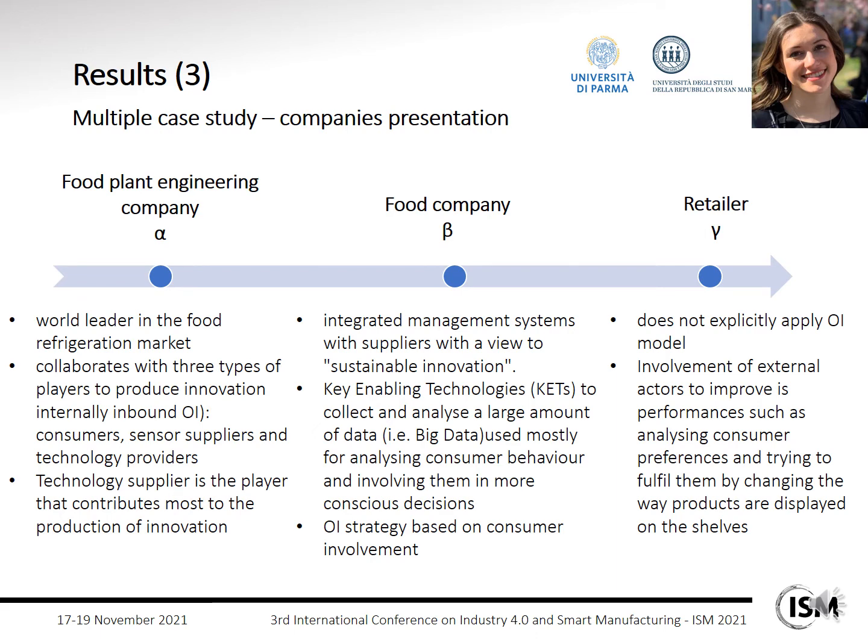Then we have the company Gamma, which is a retail company and is the last actor in the supply chain. So there is not much to record in terms of innovation, because the company does not explicitly apply an open innovation model, but rather it implements strategies that involve external actors, maybe to improve its performance. So for instance, analyzing the consumer preferences and trying to fulfill them by changing maybe the way products are displayed on the shelves.